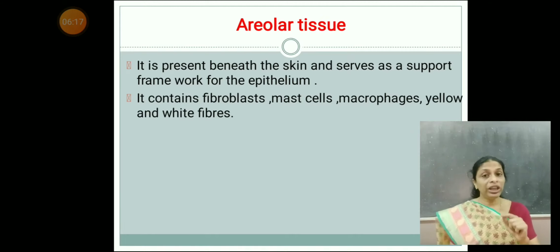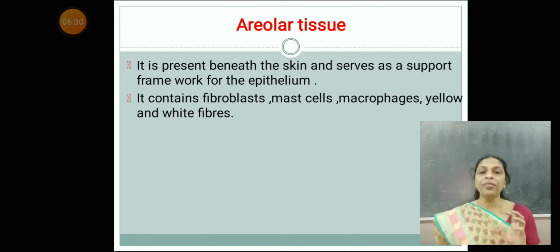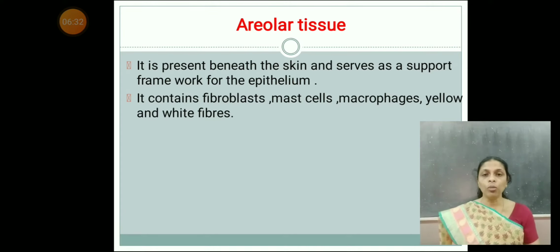Then there will be fibroblasts, mast cells, macrophages, and fibers, both yellow fibers and white fibers. So this is the composition of an areolar tissue. So what's the composition of an areolar tissue? It has a matrix. All these are found in the matrix, of course. In the matrix we find fibroblasts. Fibroblasts are cells which secrete fibers. Mast cells secrete certain chemicals.